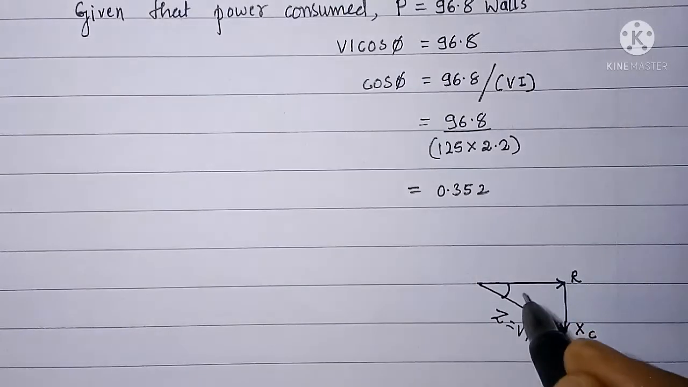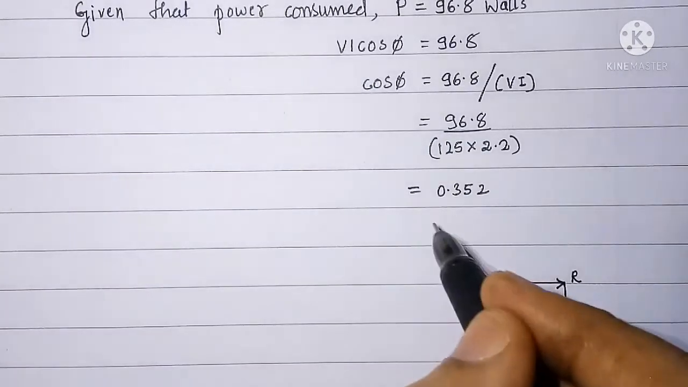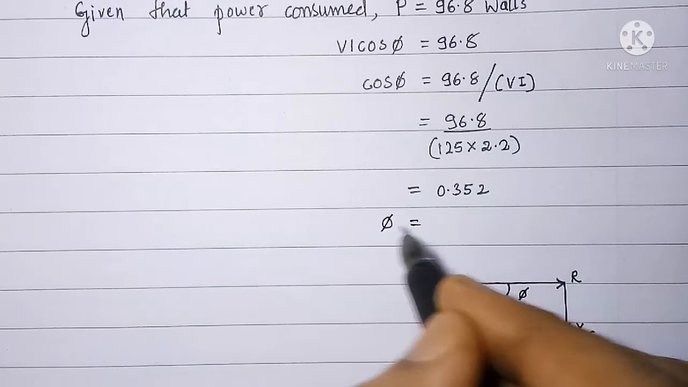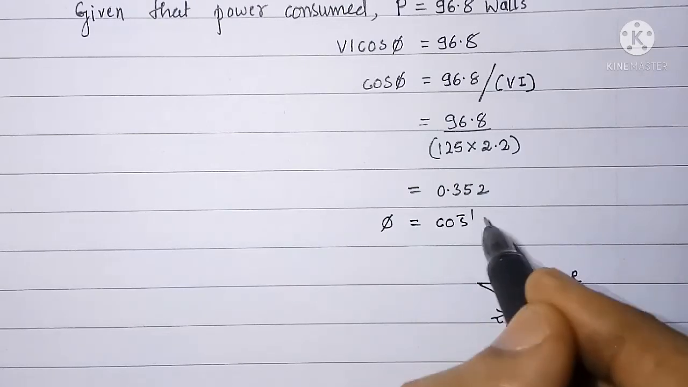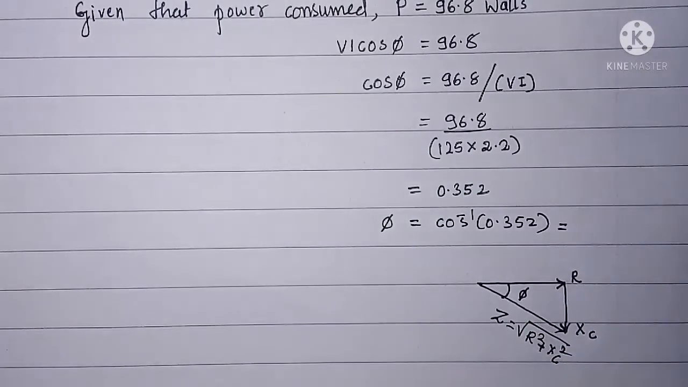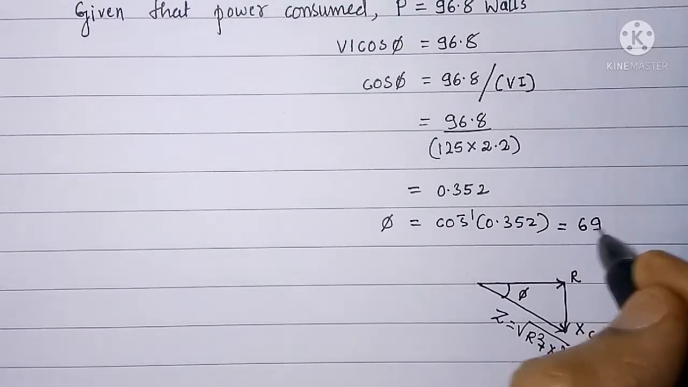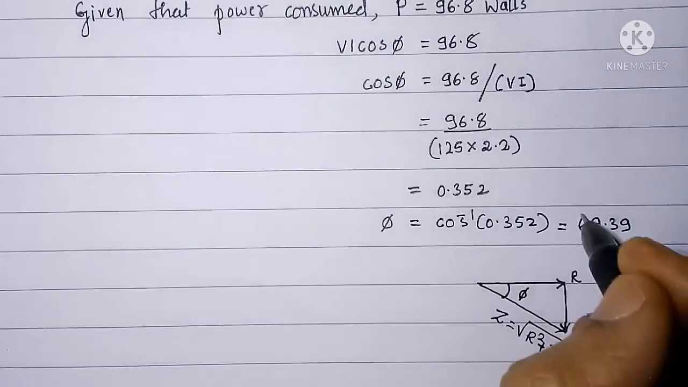Phase angle is now the angle between R and Z, and that is equal to cos inverse of 0.352, which is equal to 69.39 degrees.